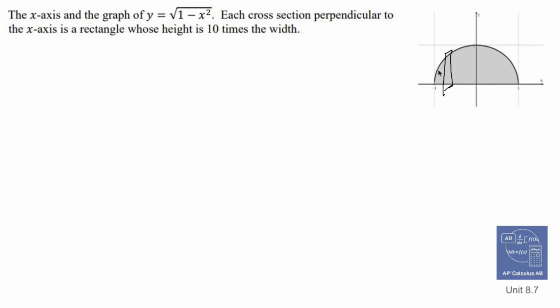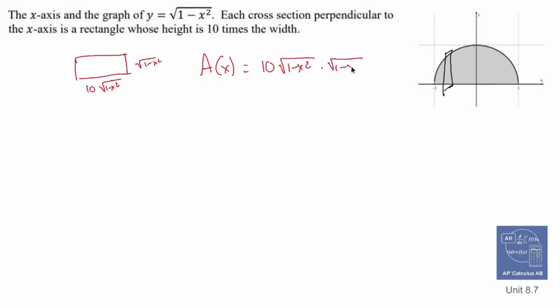Okay, and so what we're told is the width of this rectangle is the square root of 1 minus x squared. The height of it is going to be 10 times that, 1 minus x squared, times 10. Now, in order to find an area, you multiply the length and the width. So the area formula is going to be 10 times the square root of 1 minus x squared times the square root of 1 minus x squared.